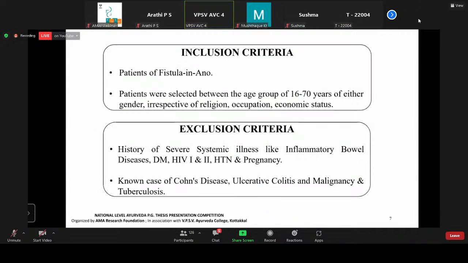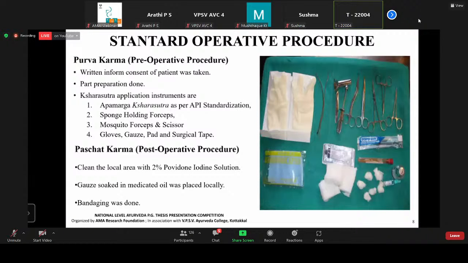Now the exclusion criteria, like inflammatory bowel disease, diabetes mellitus, HIV, and pregnancy. Also cases of Crohn's disease, ulcerative colitis, malignancy, and tuberculosis. Now coming to the standard procedure of my thesis. Purvakarma and Pradhana karma are the same in the two groups. In Purvakarma, written informed consent of the patient was taken. Part preparation was done, and the Sharsutra application instruments are Apamarga Sharsutra as per API standardization, sponge holding forceps, mosquito forceps, scissors, gloves, gauze, pad and surgical tape.